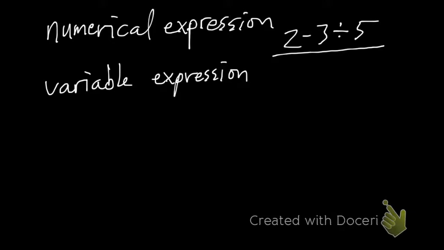A variable expression is much the same thing. I'm going to put 2 minus 3 divided by 5. Oops. But if I put, instead of divided by 5, 5y, now we have a variable in this expression. This, y, is the variable. So, what does this y mean?